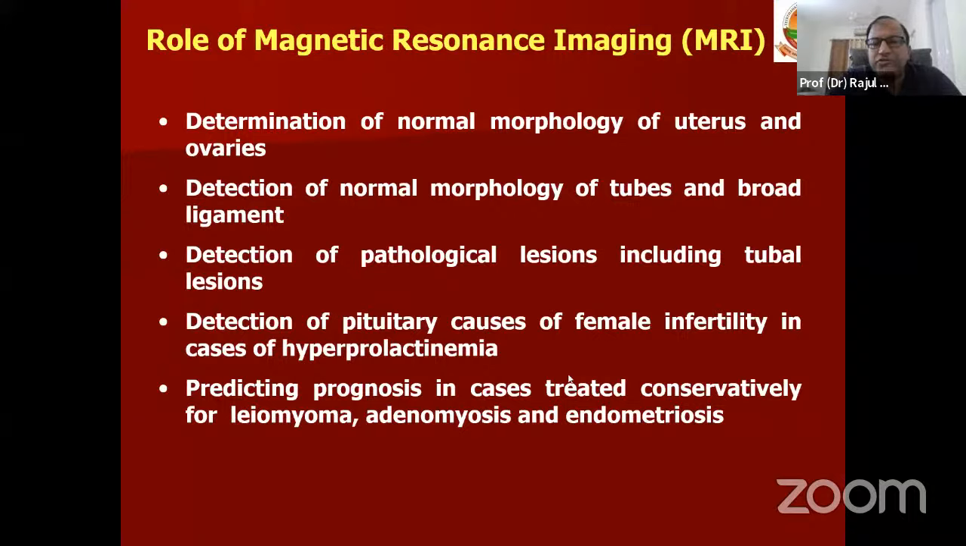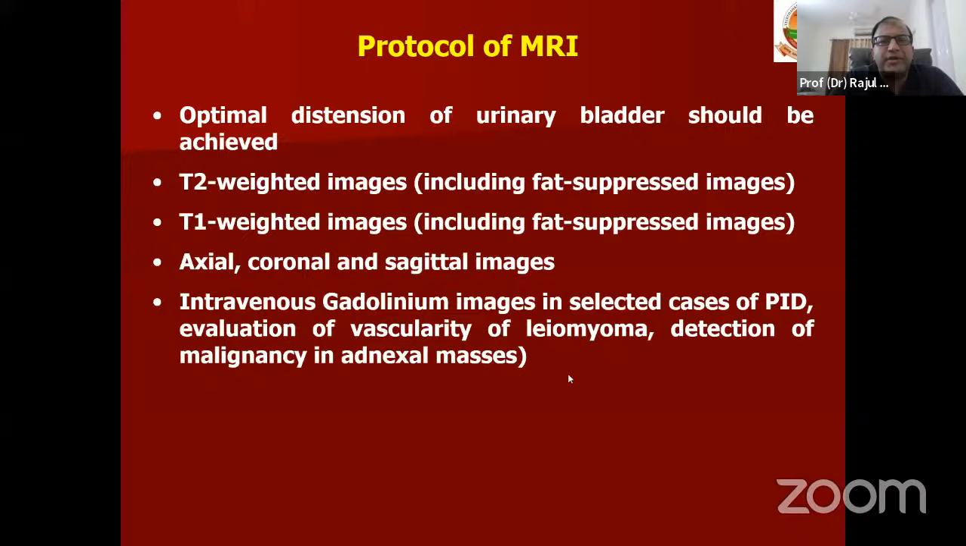Detection of pituitary causes, which is outside the pelvis, so ultrasound cannot be used if a patient with hyperprolactinemia has to be evaluated. And predicting the prognosis in cases where the patient is treated conservatively in patients with leiomyoma, adenomyosis, and endometriosis. So, just a brief about the protocol of MRI. While doing the MRI, we should always make sure that there is optimal distension of the urinary bladder. It should not be underdistended or overdistended, because it will affect the position as well as the shape and morphology of the uterus.